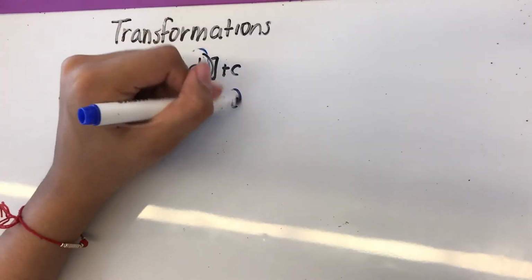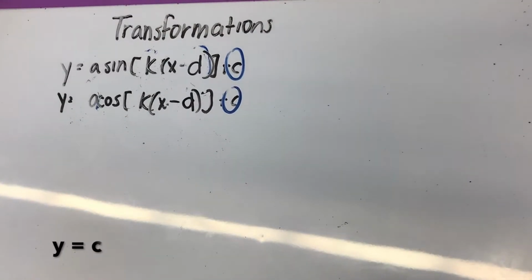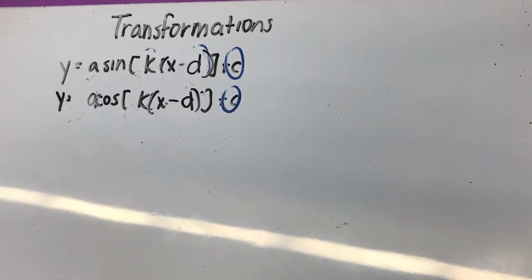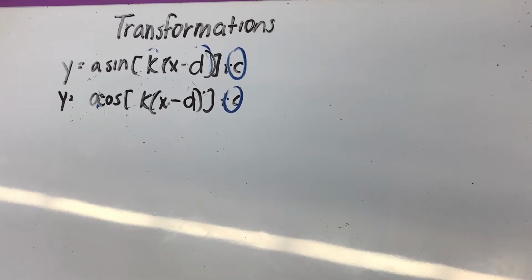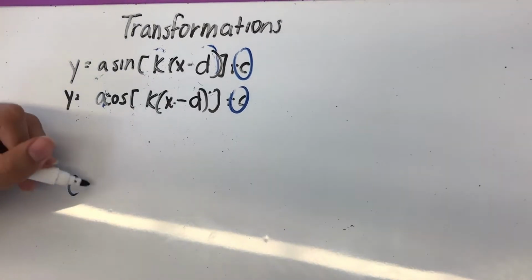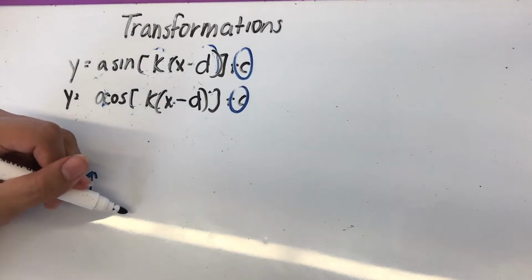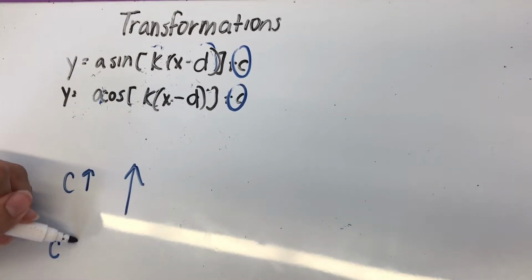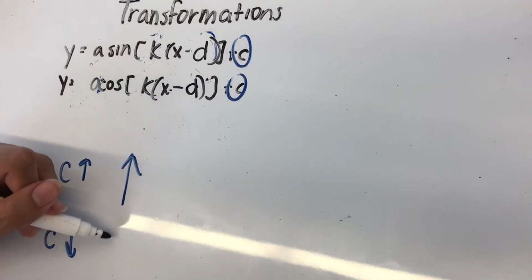c is the equation of the axis, or in other words, the vertical translation. In order to find the value of c, add the maximum and minimum value together and divide it by 2. If c is positive, then the function will move up. If c is negative, then the function will move down.